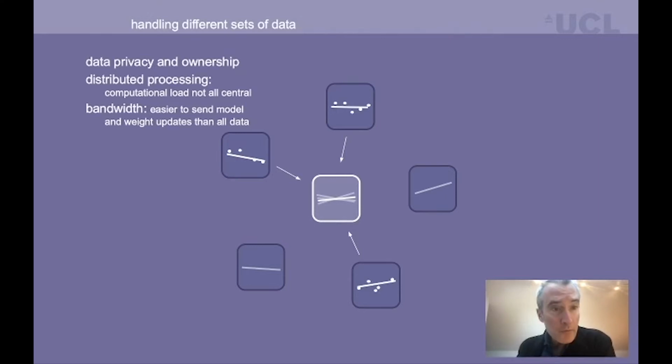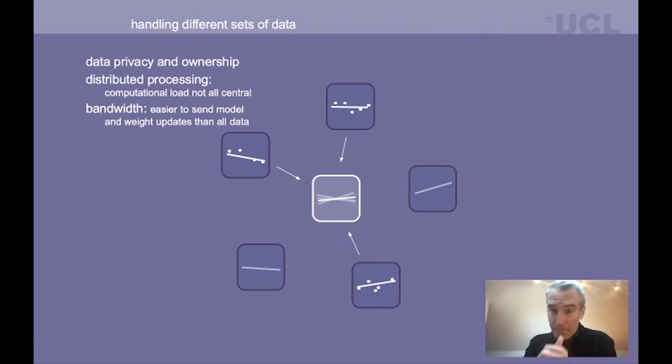It's very good for data privacy and ownership, because none of that data ever has to be sent back to the central server. Each node can keep its data, doesn't have to share it with anything else, so it can retain it. It allows processing to be distributed. It doesn't all have to take place in the center. Computational load doesn't have to be all at the center. It can be much more efficient because the computation itself can be distributed.